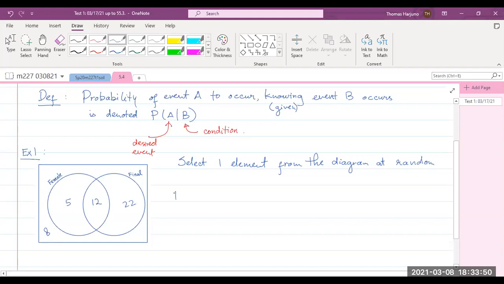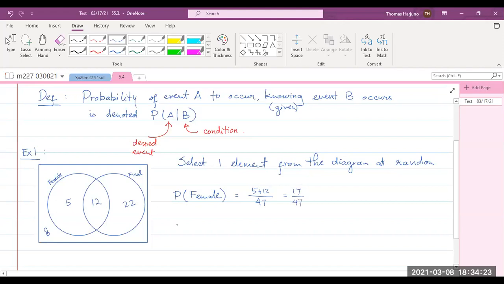What is the probability of selecting a female? We know there were 47 people there, right? I took this question from the test that we took earlier, number 10. I just borrowed the Venn diagram. There are 47 people there. How many female? There are 17. So 17 over 47.